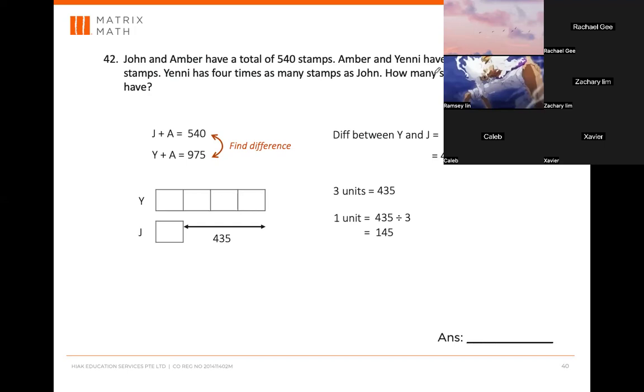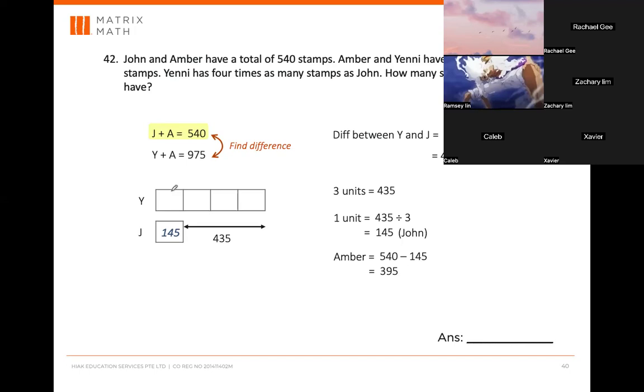So how many stamps does Amber have? You can use either one of these to find Amber. But since I already know that John has 145, I can make use of John's value to find Amber. So I just use 540 minus 145. I'm making use of this. So 540 minus 145, you get 395. So you're able to find Amber.